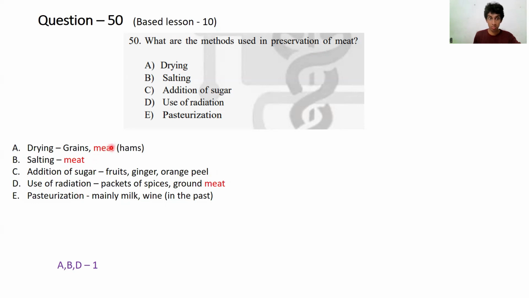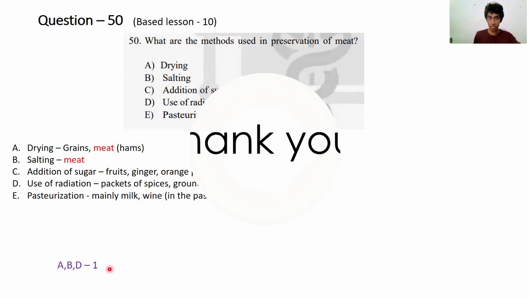So meat can be preserved using drying, salting, and by the use of radiation. Therefore, the correct answers are A, B, and D. So the correct answer is the first one.